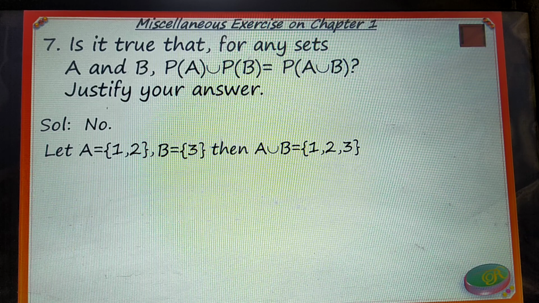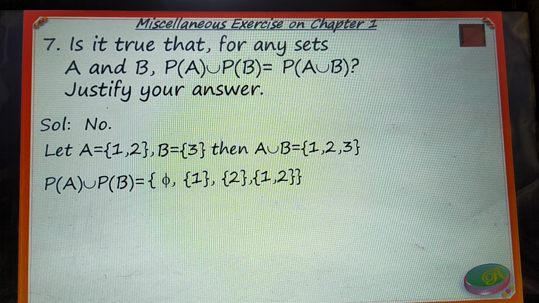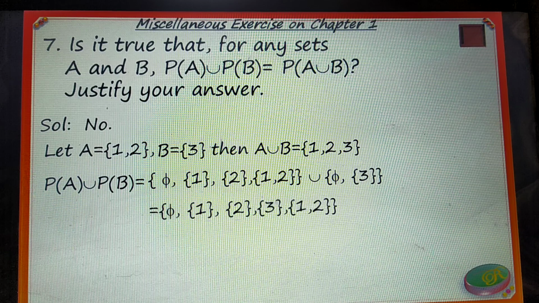Now P(A) union P(B) is equal to {φ, {1}, {2}, {1, 2}}, that is P(A), union {φ, {3}}, is equal to {φ, {1}, {2}, {3}, {1, 2}}. Say 1.